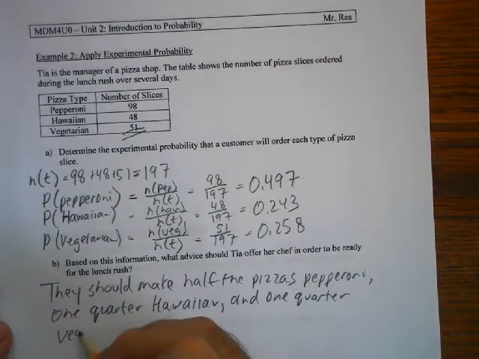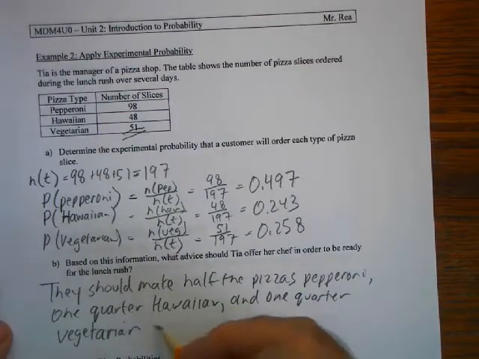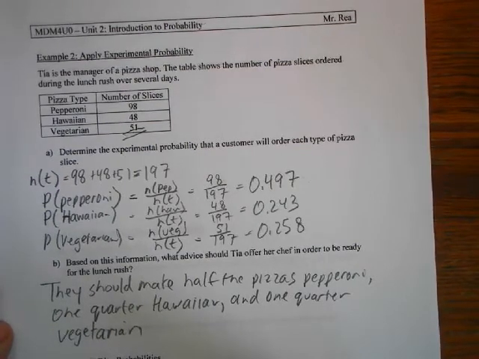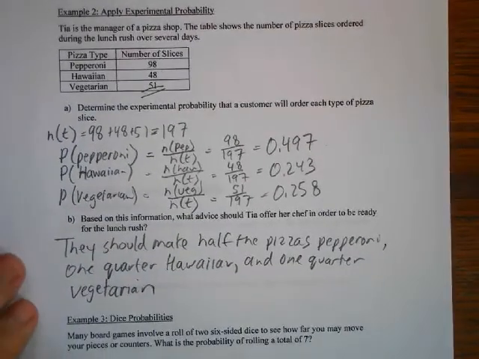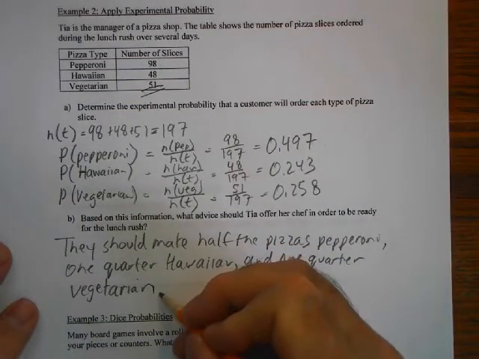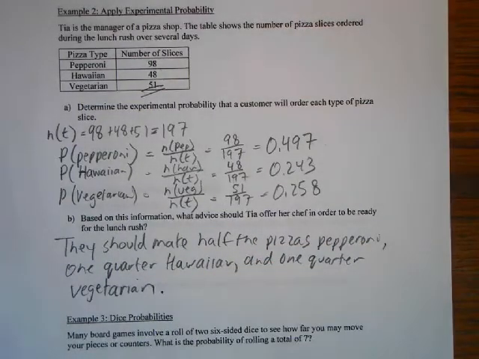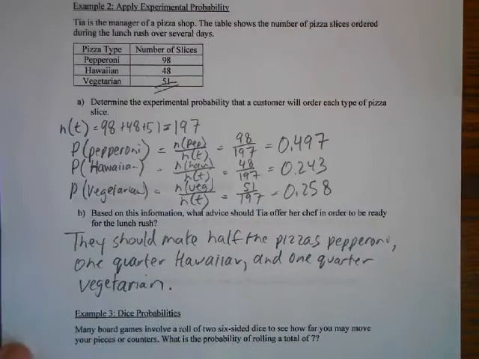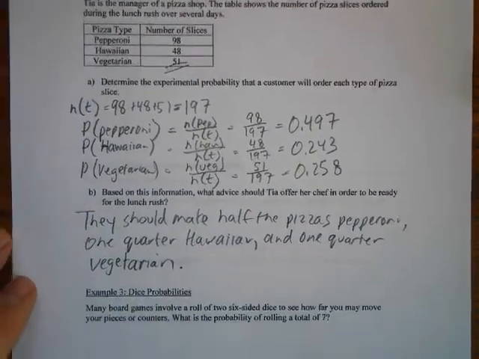And that's just so that you don't run out of pizzas quickly and you're not left with too much extra pizzas. So you're basing future demand for the pizzas on what has happened in the past. And that's fairly normal. Okay, so that was another experimental probability.